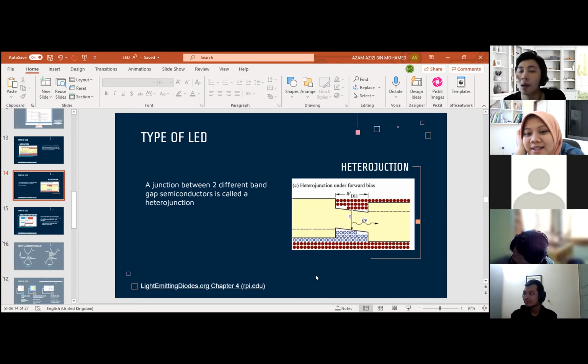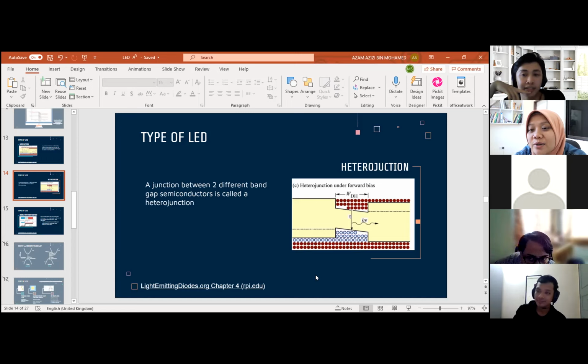Since you put it there, it's not wrong, it's just about how you understand it. I'm just checking your understanding. So now, what is the difference between a heterojunction LED and a quantum well LED?